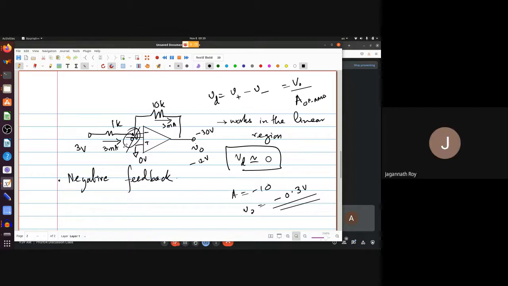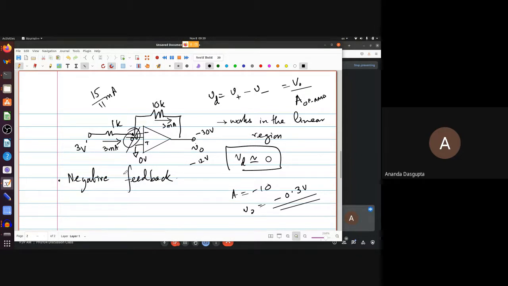Yes? Sir, 15 by 11 milliamperes. Yeah, it will be 15 by 11 milliamperes, simply because you will have to notice that the 1K and 10K are effectively in series because the op-amp draws no current. So that's an 11K resistance connected between 3 volts at one end and minus 12 volts at the other. So there's a 15 volt drop. So 15 by 11 milliamperes will be the current flowing through your 1K, 10K combination.